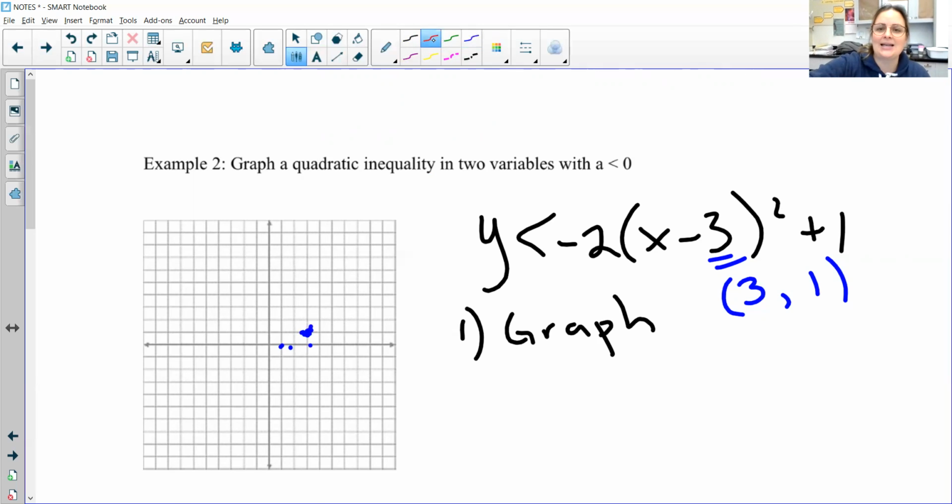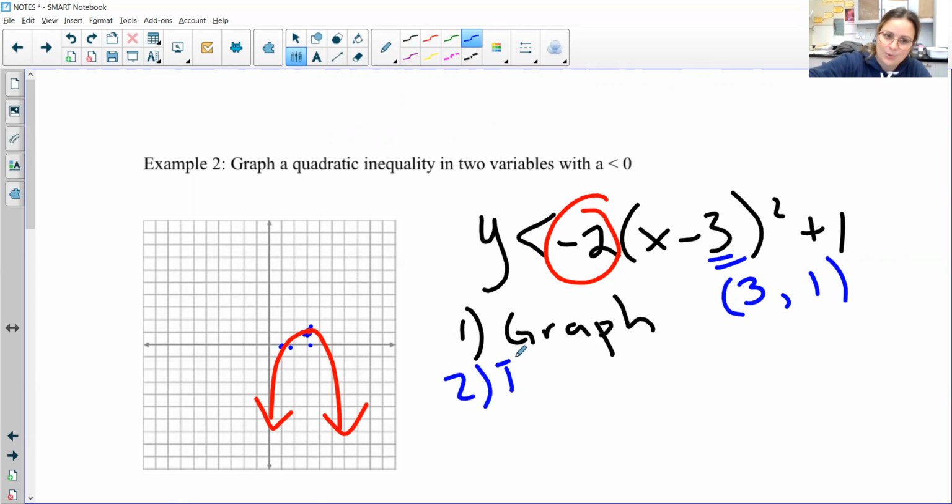Now, because it has a negative a value, it means it opens down. So some unit review, and it opens down like that. That's all I really need to do to sketch it. Okay, so I found my vertex. I know it opens down, off I go. That's all I need. I'm then going to use that test point.